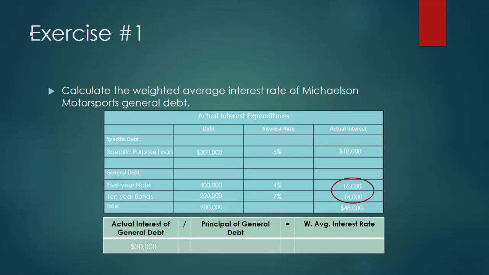The specific purpose loan is specific debt and doesn't count for this, because we're looking for the weighted average interest rate of general debt. What was the principal of their general debt? Well, it was $400,000 for the note and $200,000 for the bonds. That was $600,000. And if we divide our $30,000 in actual interest by the $600,000 of principal, the weighted average interest rate of our general debt is 5%.